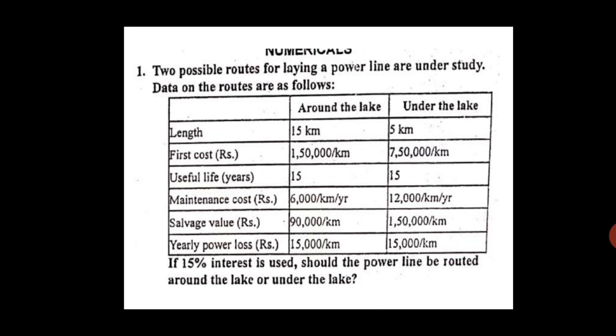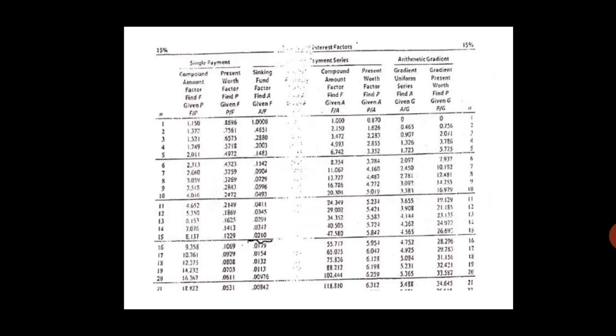So you have got two proposals to lay the cable. One is around the lake and the second is under the lake. If you take around the lake, it is a long distance, so it is almost 15 kilometers. If you take under the lake, it is only 5 kilometers. So the cost around the lake is less, 1.5 lakhs per kilometer, whereas 7.5 lakh per kilometer under the lake. So now there are two proposals from which you are going to select.